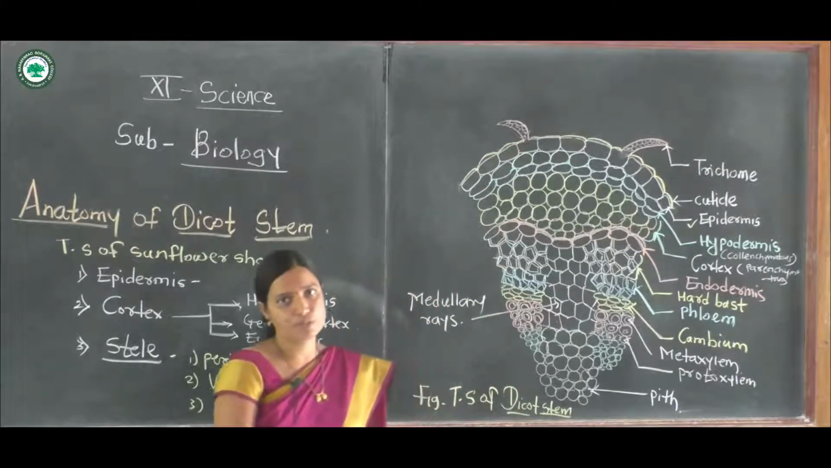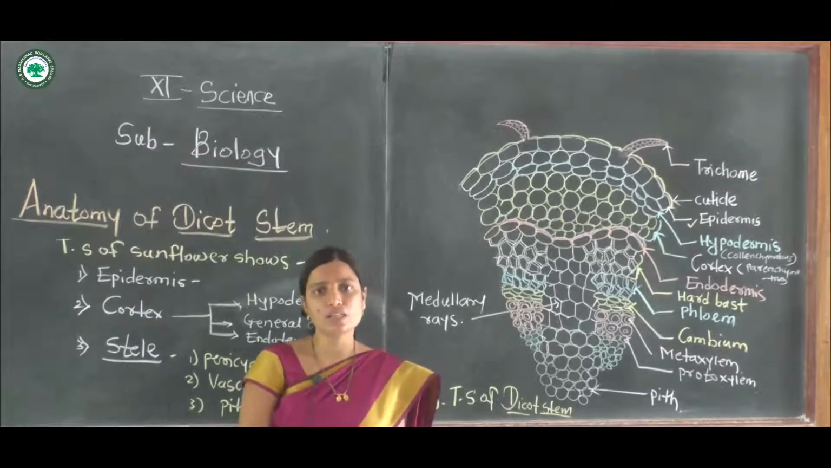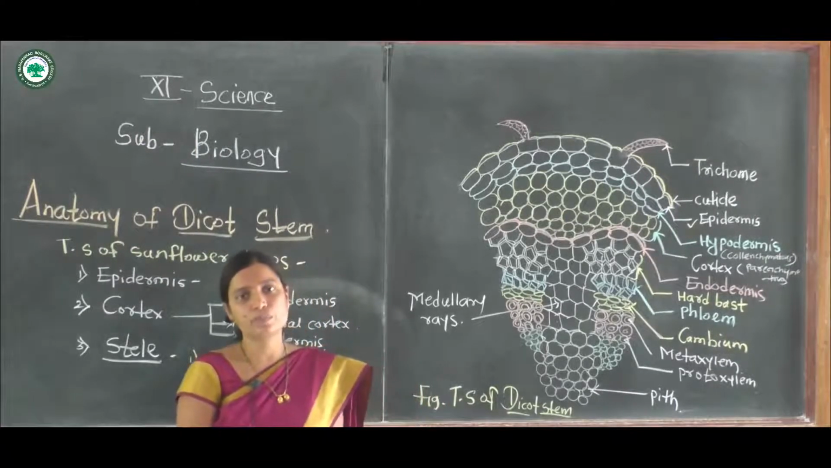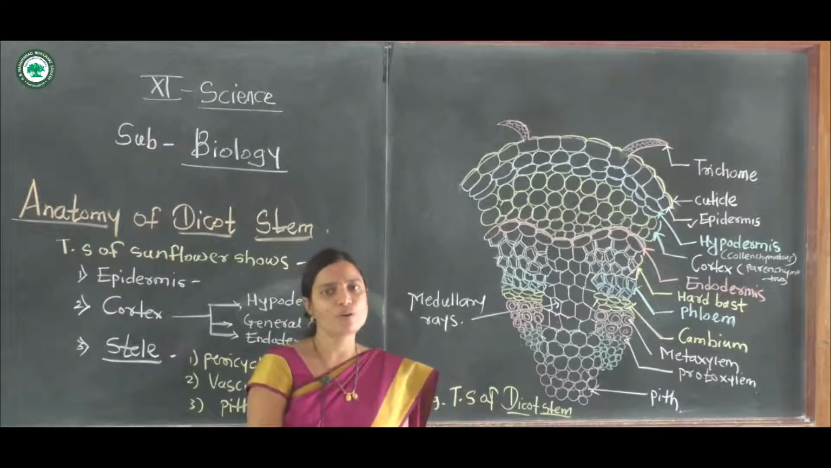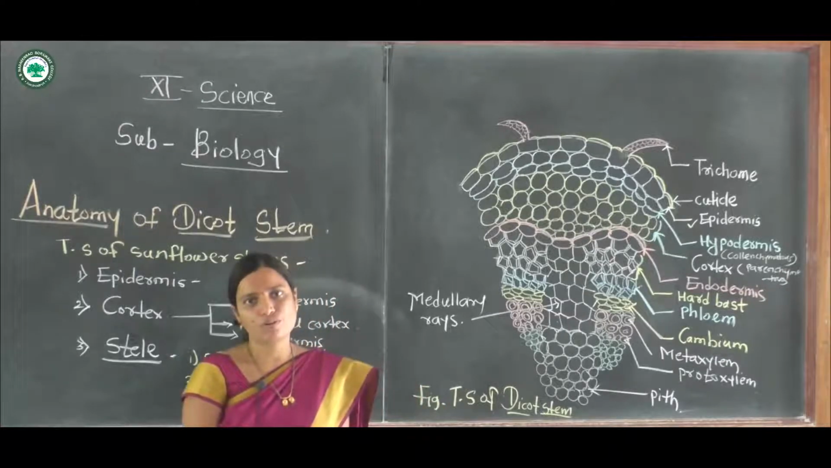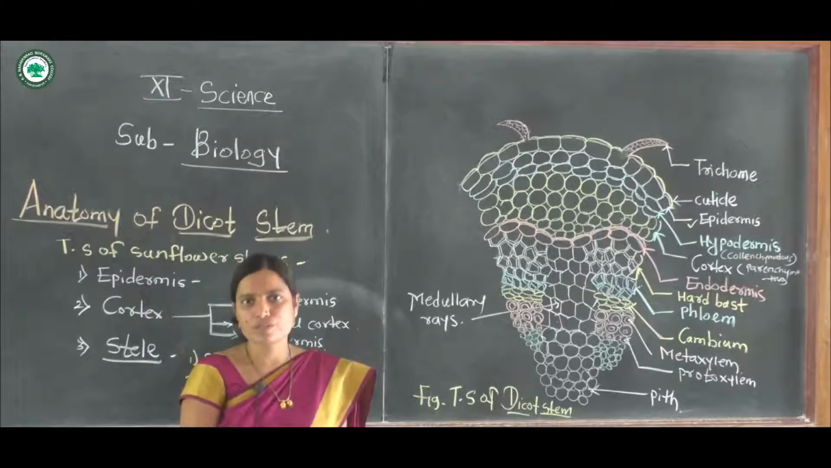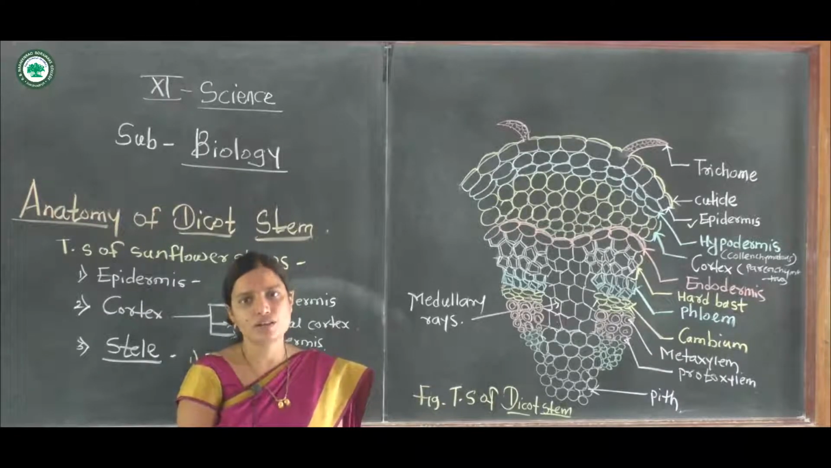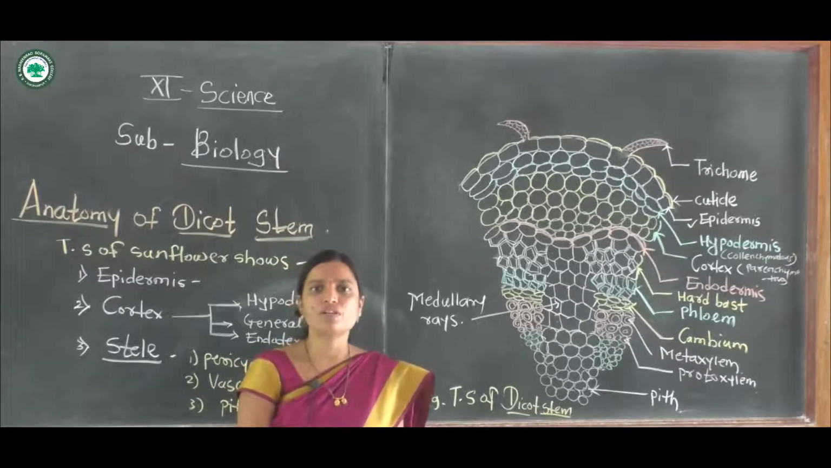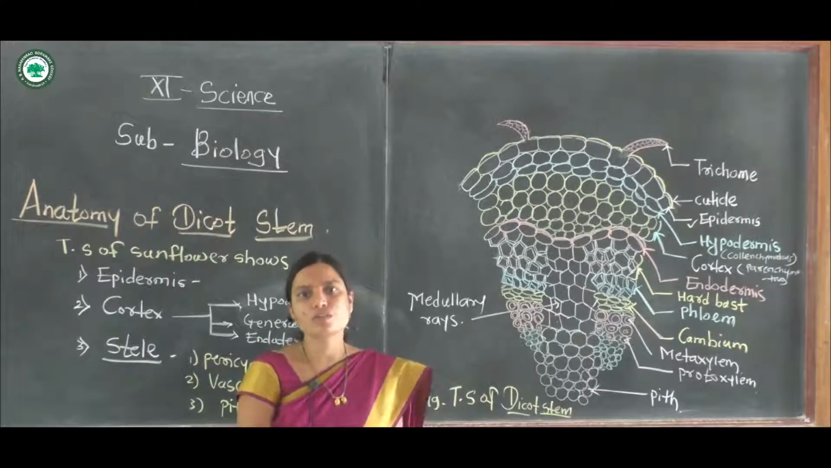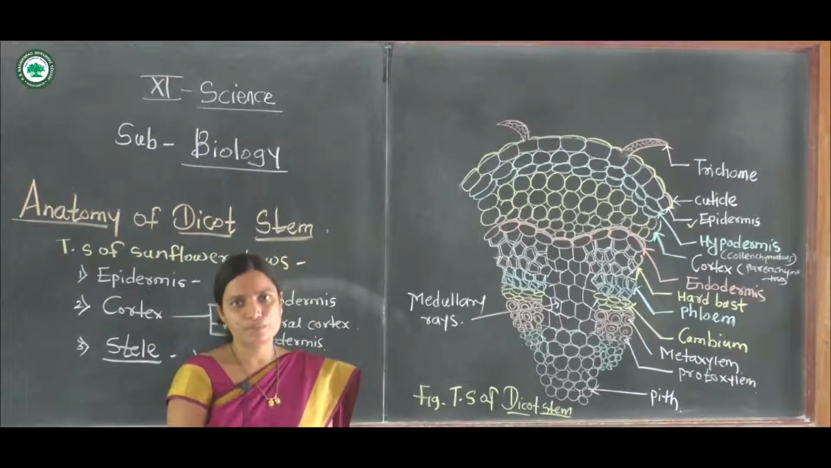Also present in this layer are the trichomes. These are hair-like outgrowths, and a trichome is a multicellular structure. This hair-like structure is important for protection of the stem, so trichomes have a protective function, and they are found on the outermost surface of the stem, on the epidermis.